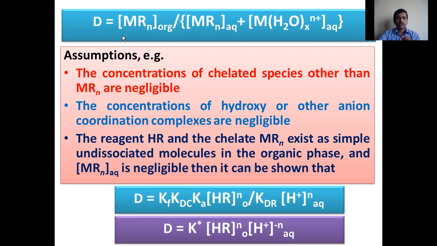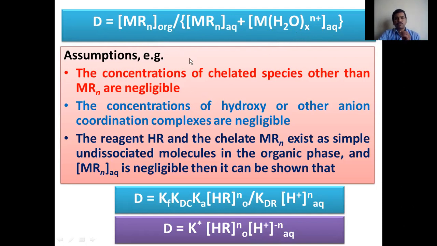Therefore, the distribution ratio for this particular complex is simply written as the ratio of the concentration of the uncharged metal chelate to the total concentration of the analyte in the aqueous layer. So the concentration of the uncharged metal chelate MRn in the organic layer is divided by the MRn concentration in the aqueous layer plus the free metal hydrated complex in the aqueous layer. The denominator indicates the total concentration of the metal in the aqueous phase.